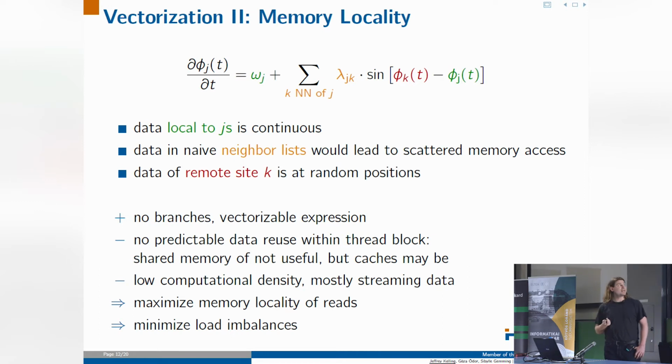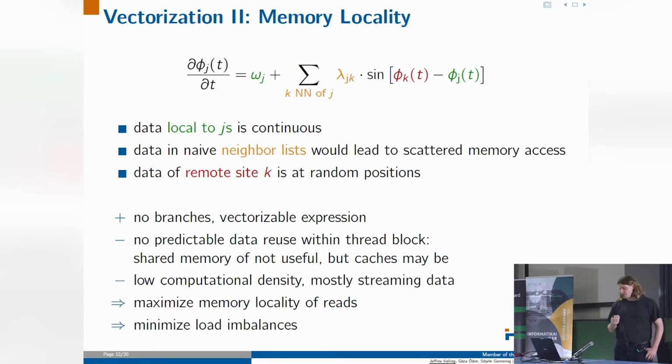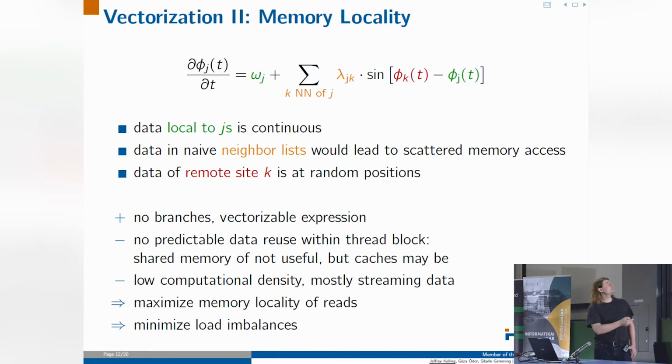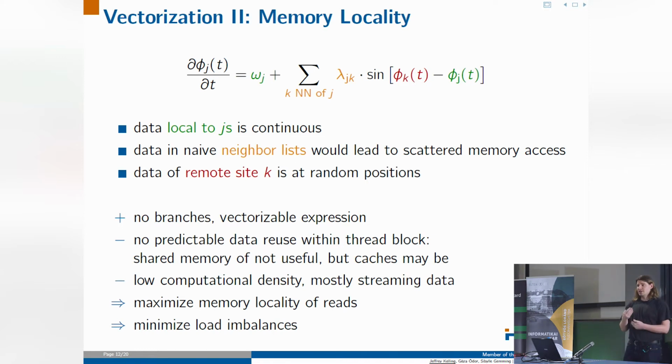So the things we can do and need to look out for to have a nice implementation in the end is to maximize the memory locality of the reads where we can. This is especially the orange part here, the neighbor sum, because this one we can order, and it is also the one that leads to the load imbalances. We can try to minimize these at the same time by looking at how we order our data.